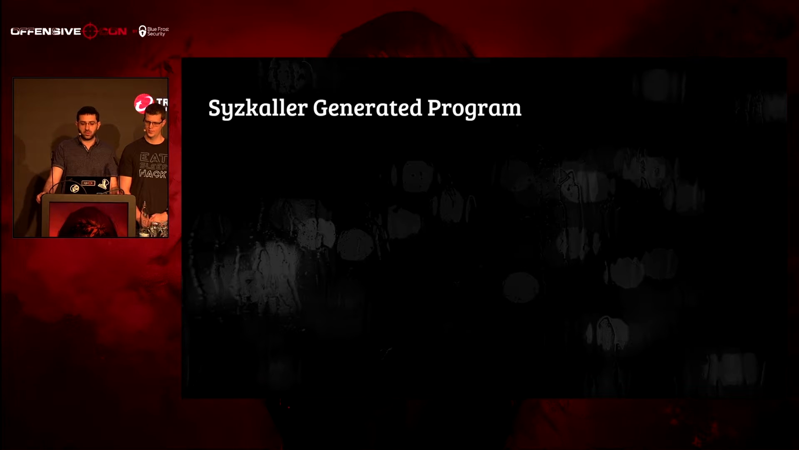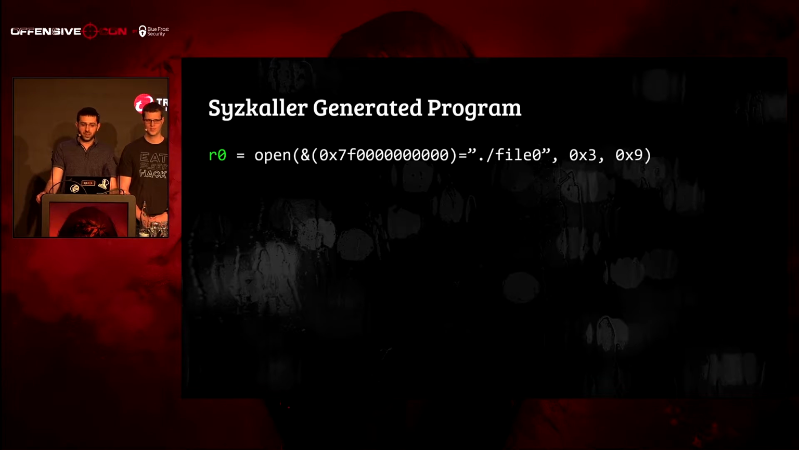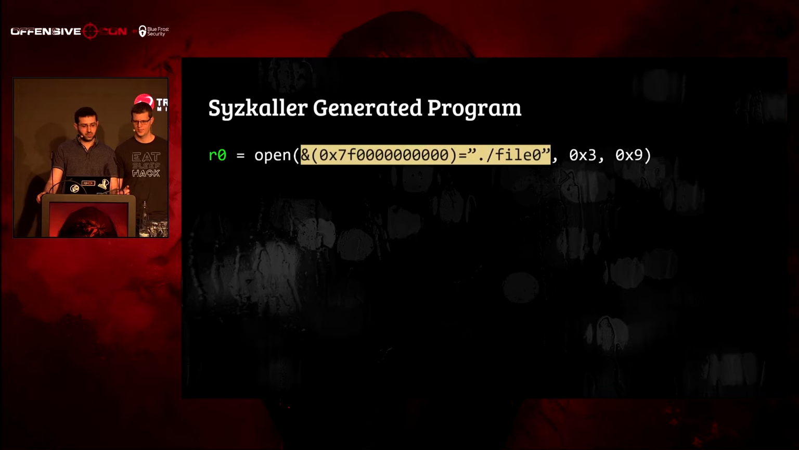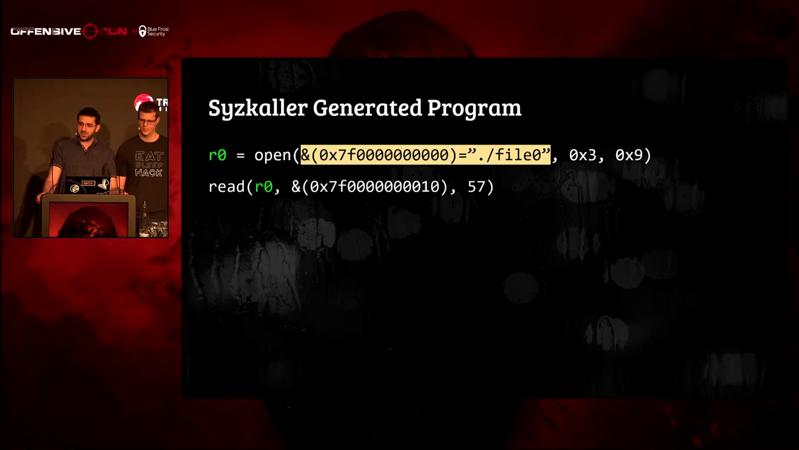Syscaller generates programs, which are a sequence of syscalls. Let's look at an example of a program generated by Syscaller. This program opens a file called file0 and assigns its result to R0. This weird pointer assignment syntax is instructions to write the string file0 to memory and pass this pointer to the open syscall. This syntax is not only used for strings, but also for describing memory layouts of structs, buffers, unions, and others. Next, the program reads 57 bytes from the file to memory. And finally, it closes the file.